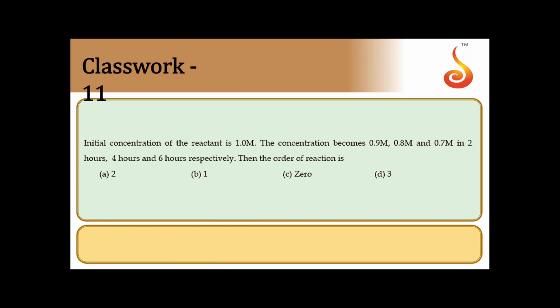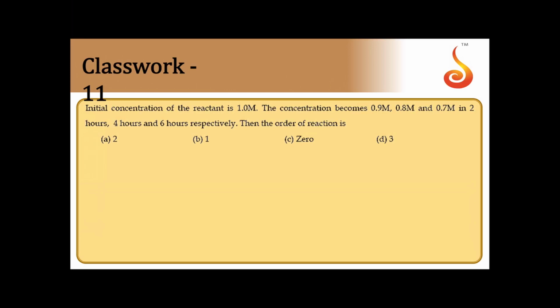The initial concentration of a reactant is 1 molar. The concentration becomes 0.9, 0.8, 0.7 in 2 hours, 4 hours, 6 hours respectively. Then what is the order of reaction? Now the concentrations are given like this. Initially the concentration is 1, then it becomes 0.9, then 0.8, then 0.7.